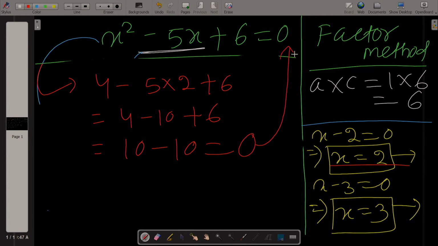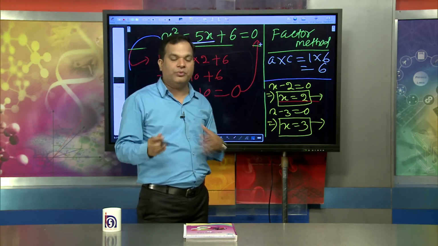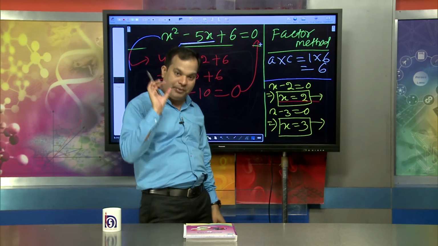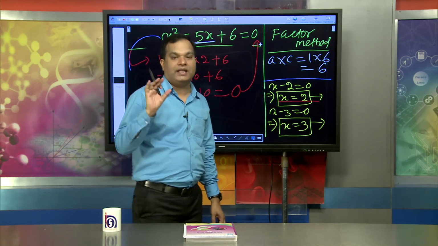We have an opportunity to self-check whether my solution is right or wrong. We can self-check, we can self-verify our solution. That is the beauty of solving the quadratic equation.